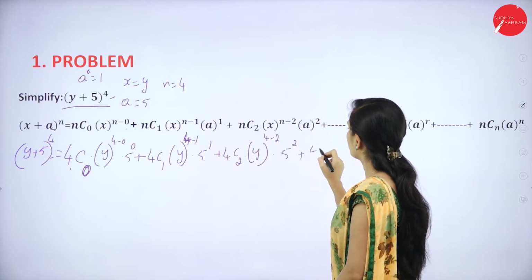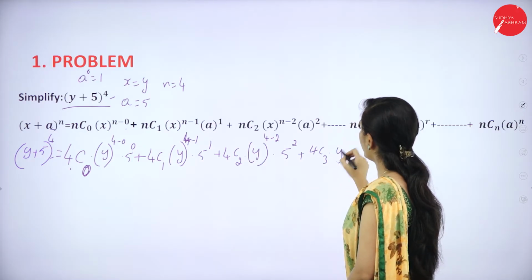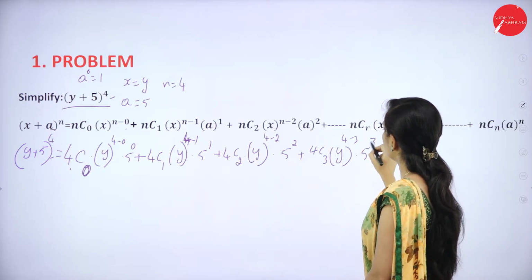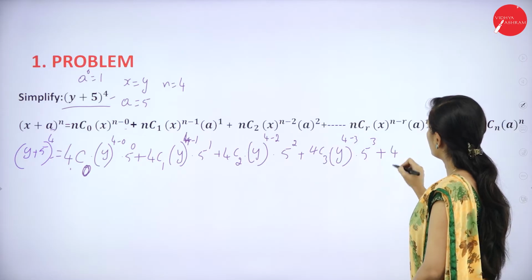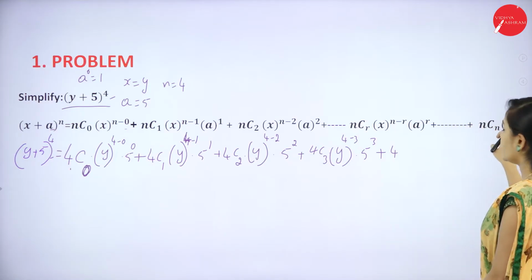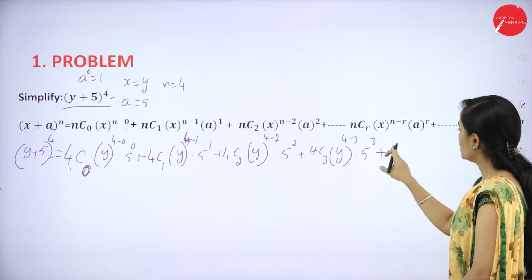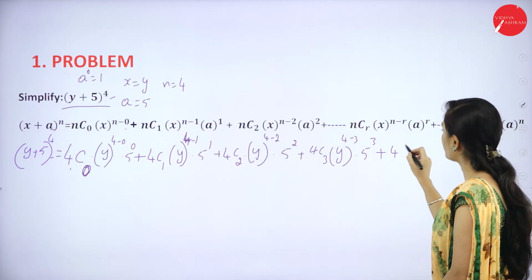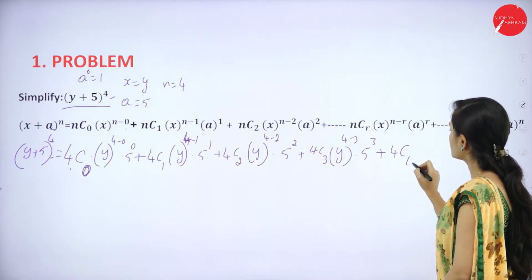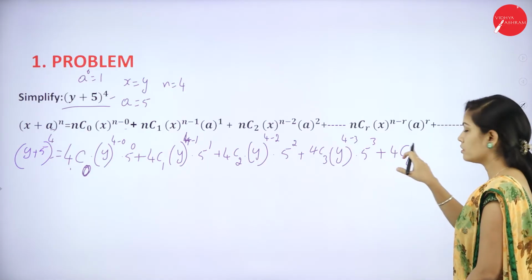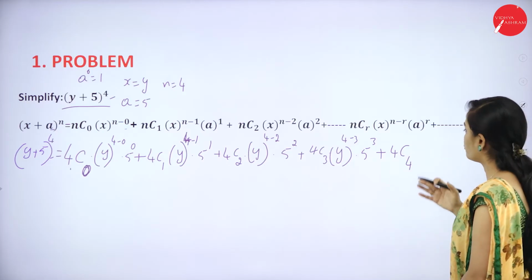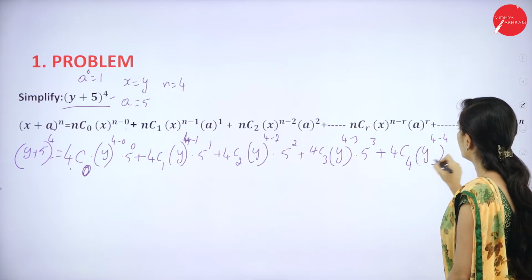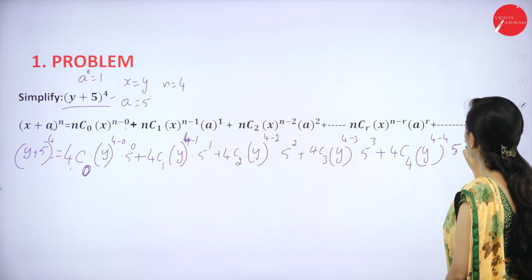And 4C3 into y power 4 minus 3 into 5 power 3, plus up to NCN. So NCN means the value of n and the value of r should be same. Till that you have to expand the equation. So 4C4. The value of n also same. The value of r also same. So till here you have to expand. So 4C4 into y power 4 minus 4 into 5 power 4.